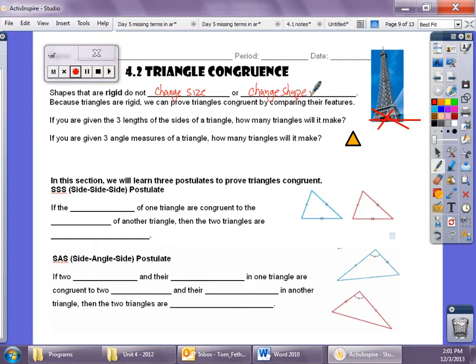If you're given the lengths of the 3 sides of a triangle, how many triangles will it make? Well, if we have 3 lengths, we can only make one triangle, only one triangle.